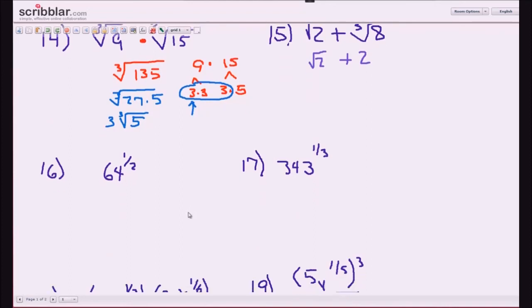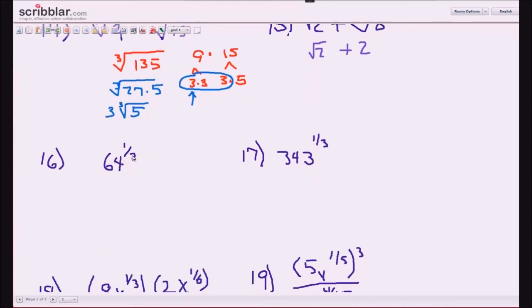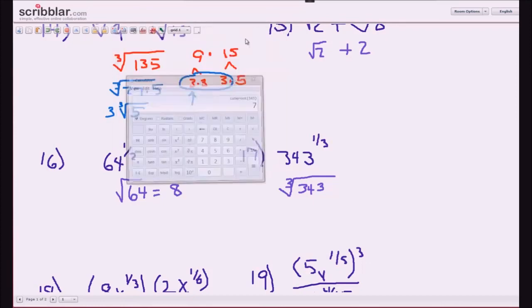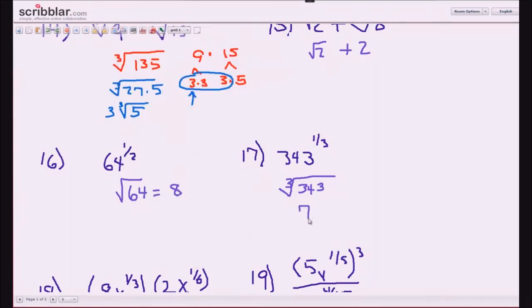And so over here, what we have is 64 to the 1/2 power. Well, now we know that 1/2 is the same thing as square root. So that's the same thing as taking the square root of 64, which is just simply 8. Next one, we have 1/3. Well, now we know that's the same thing as the cube root of 343. What in the world is that? Well, let's take a look. The cube root of 343 is 7. And that's true. 7 times 7 times 7 is 343.